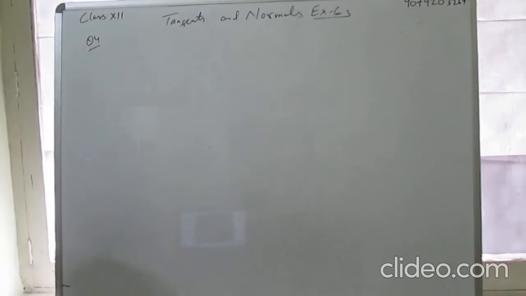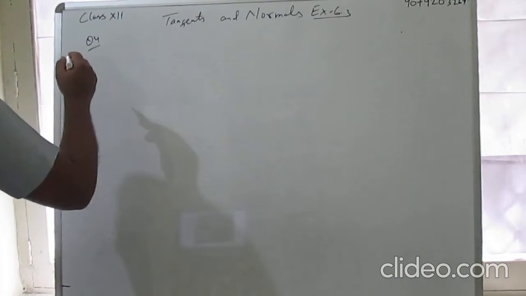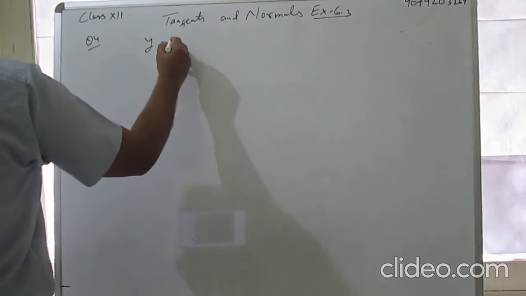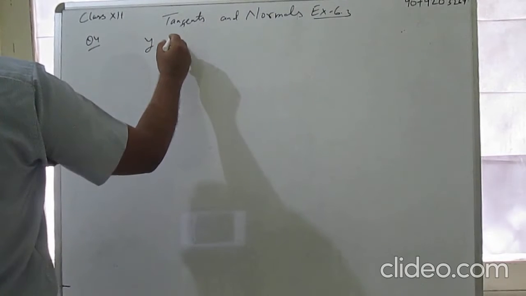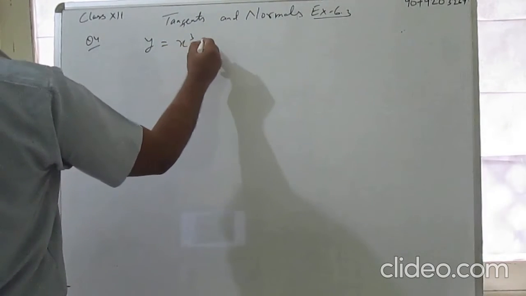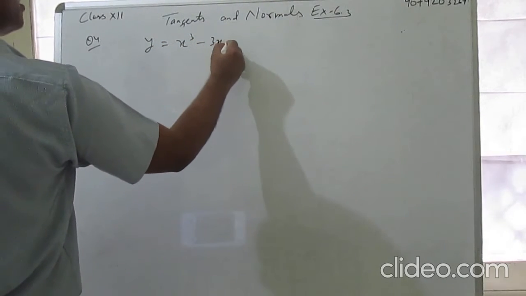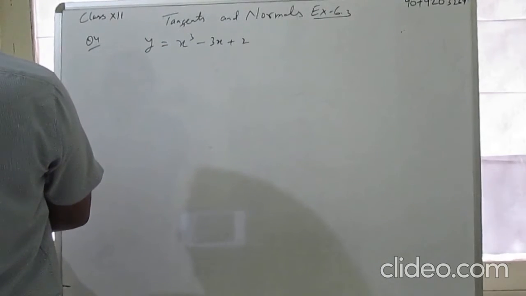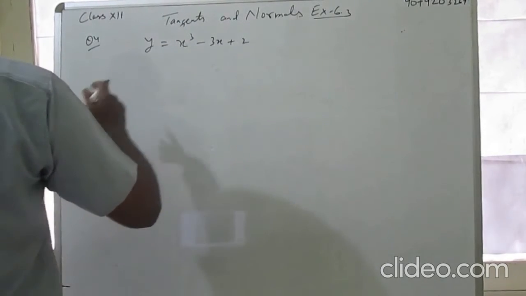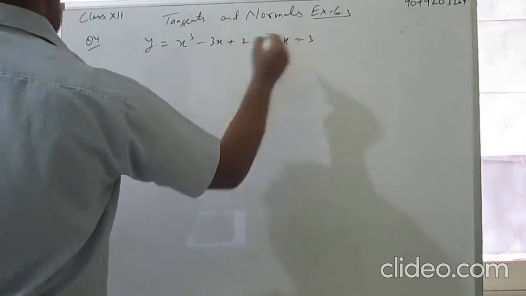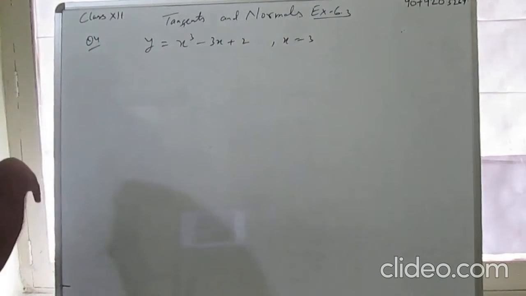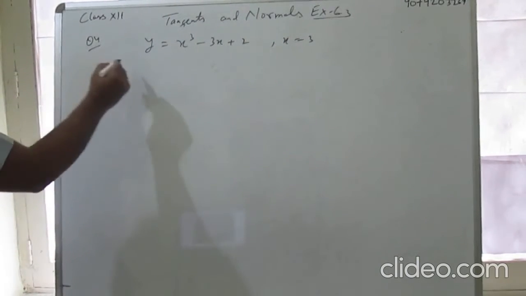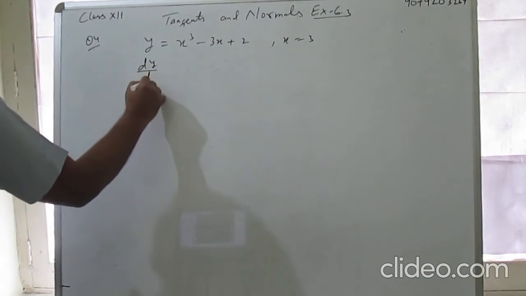Question 4. Find the slope of the tangent to the curve y is equal to x cube minus 3x plus 2 at the point whose x coordinate is 3. You have to find the slope of tangent. So simple, you have to find dy by dx.